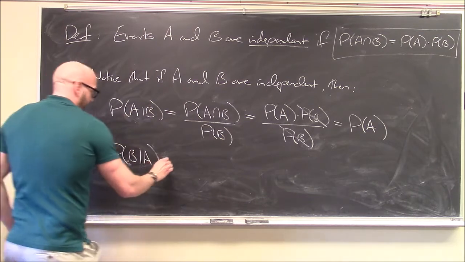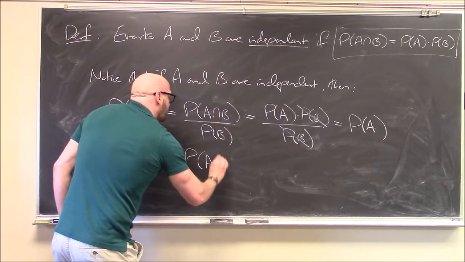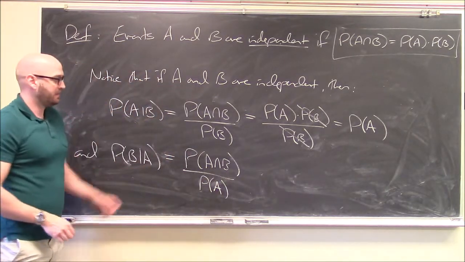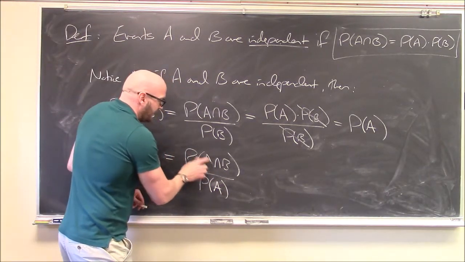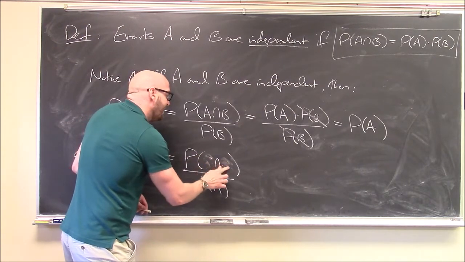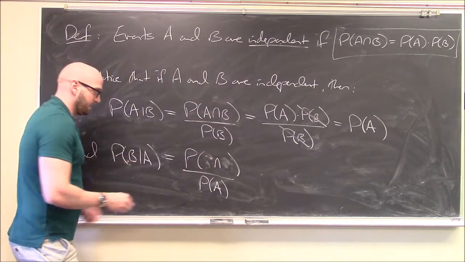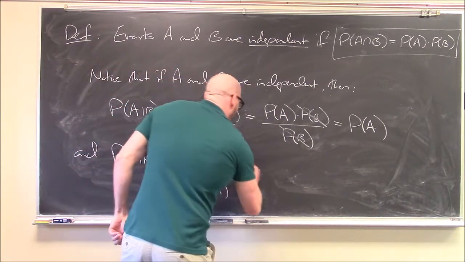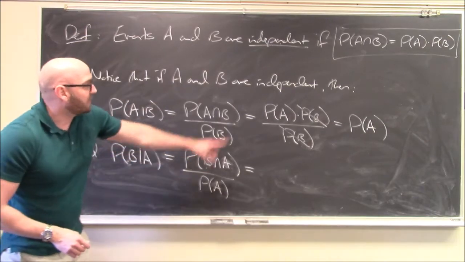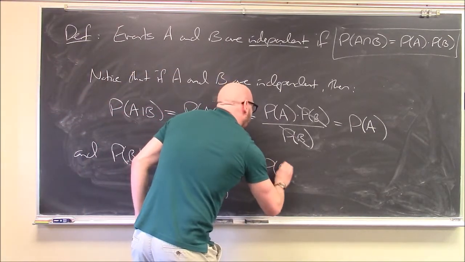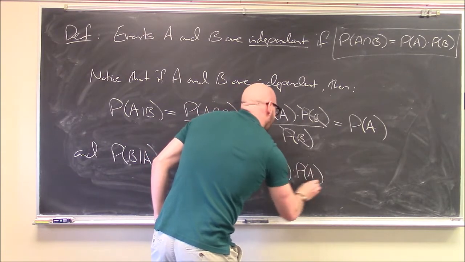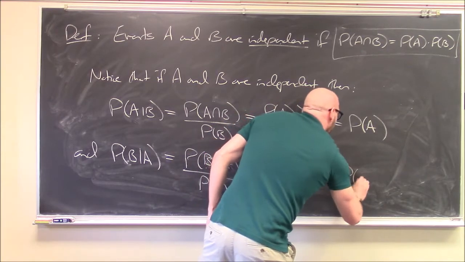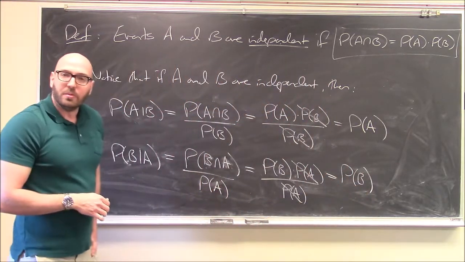Probability of B given A is probability of A intersect B over the probability of A. I guess maybe it doesn't matter if I write A intersect B, but to respect the order of things here, I'll write probability of B intersect A. And once again, because they're independent, probability of B intersect A is probability of B times probability of A over probability of A. Those cancel, and I just have probability of B.